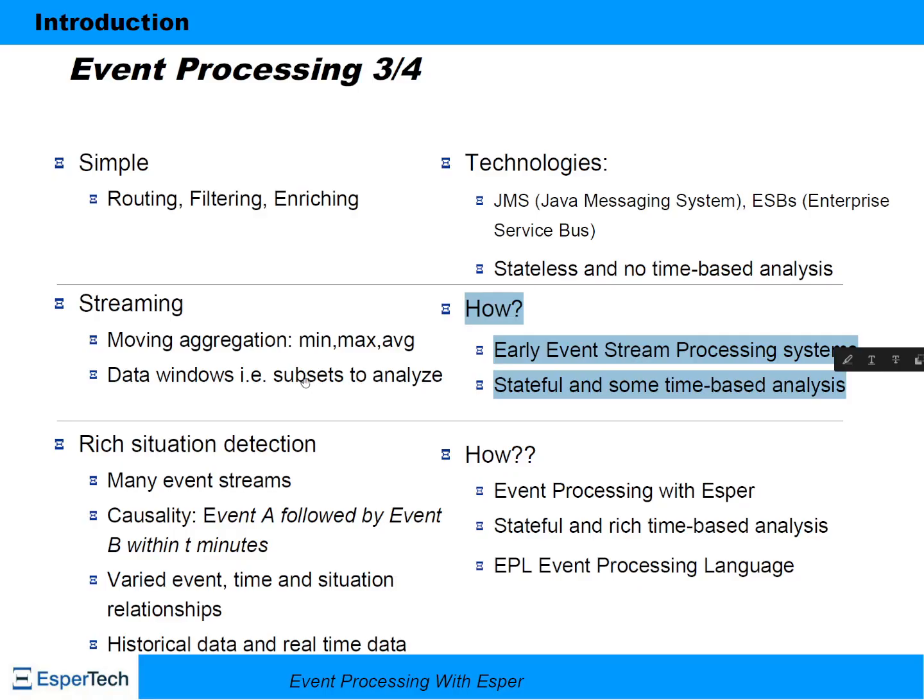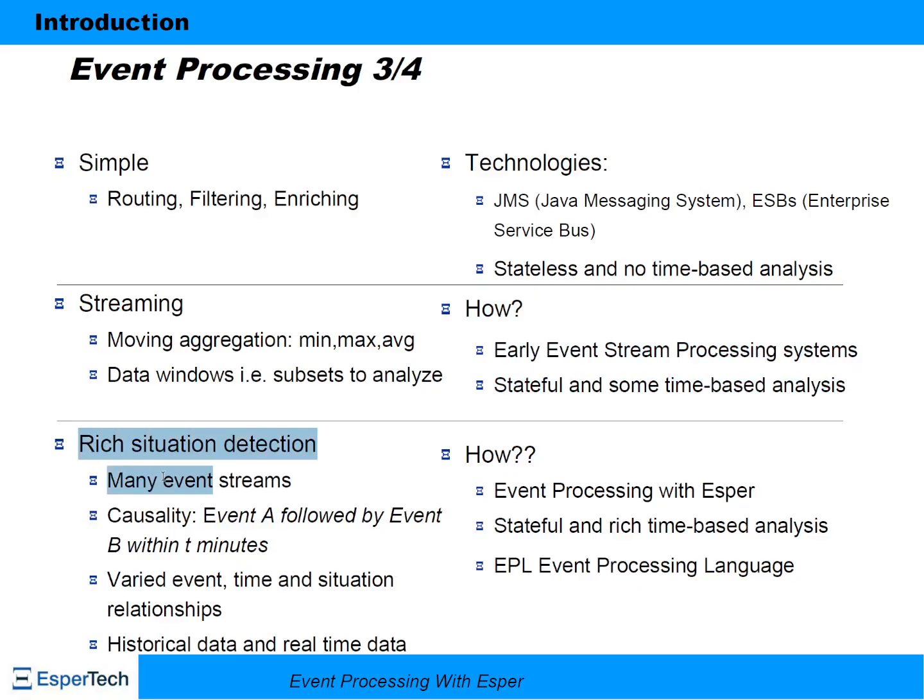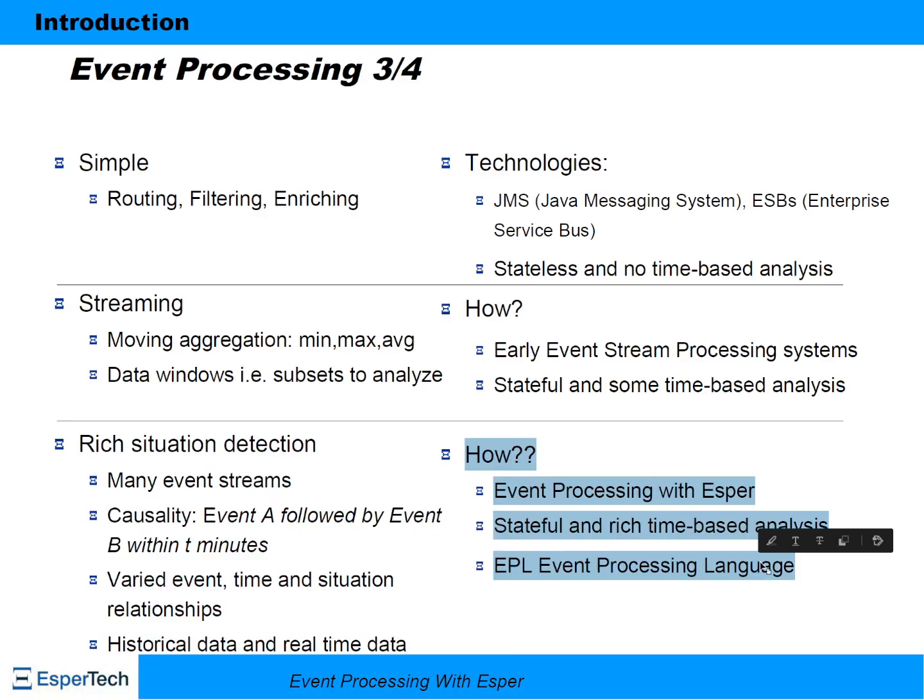Requirements evolved and business needed event processing with rich situation detection. A situation may span many event streams. A situation may have causality rules such as, for example, event A followed by event B within T minutes. A situation may have varied event, time and situation relationships. A situation may combine historical and real-time data. We developed Esper to satisfy these requirements. Esper offers stateful processing and rich time-based analysis by providing the EPL event processing language.